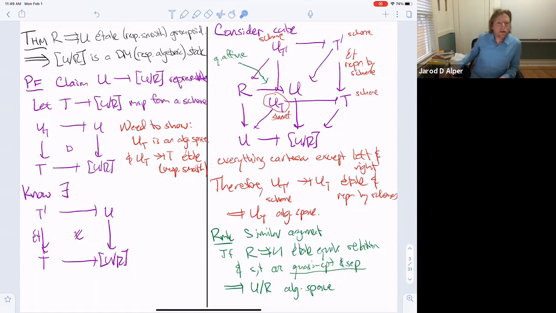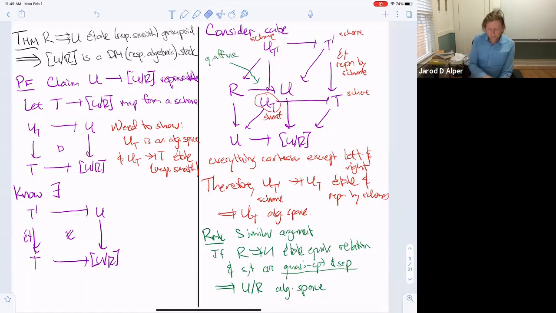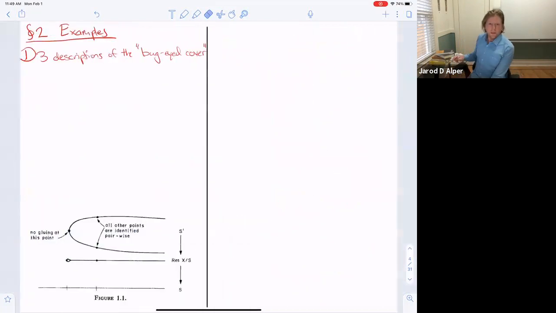But before going on to the representability of the diagonal, I want to cover a number of examples. And so I'm going to start with an example I've already stated, which is the bug-eyed cover, but I'm going to go into maybe more detail.